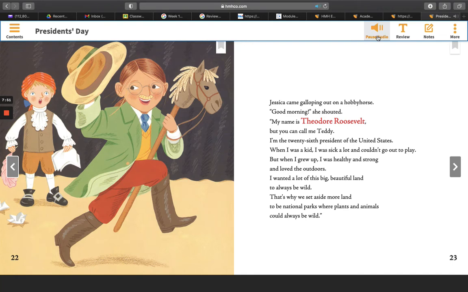Jessica came galloping out on a hobby horse. "Good morning," she shouted. "My name is Theodore Roosevelt, but you can call me Teddy. I'm the 26th President of the United States. When I was a kid, I was sick a lot and couldn't go out to play. But when I grew up, I was healthy and strong and loved the outdoors. I wanted a lot of this big, beautiful land to always be wild. That's why we set aside more land to be national parks where plants and animals could always be wild."